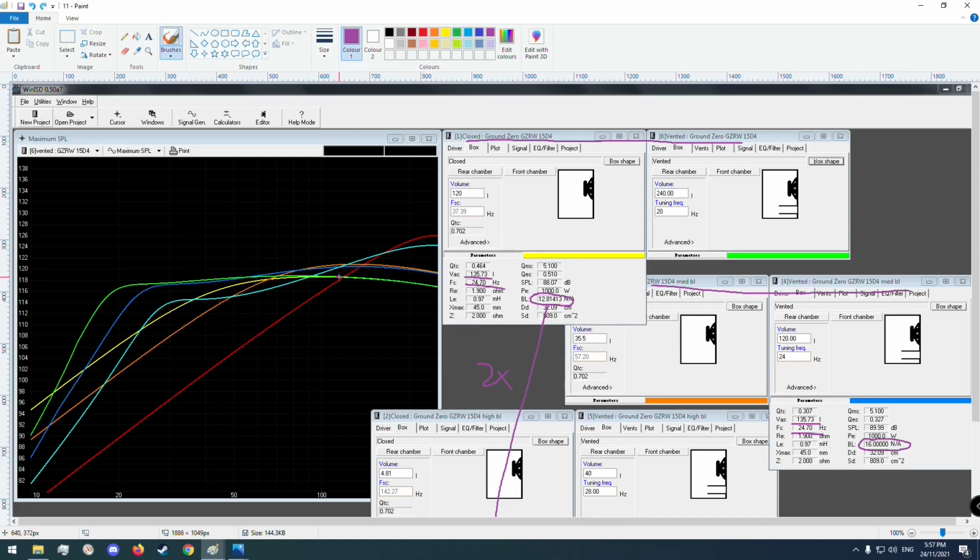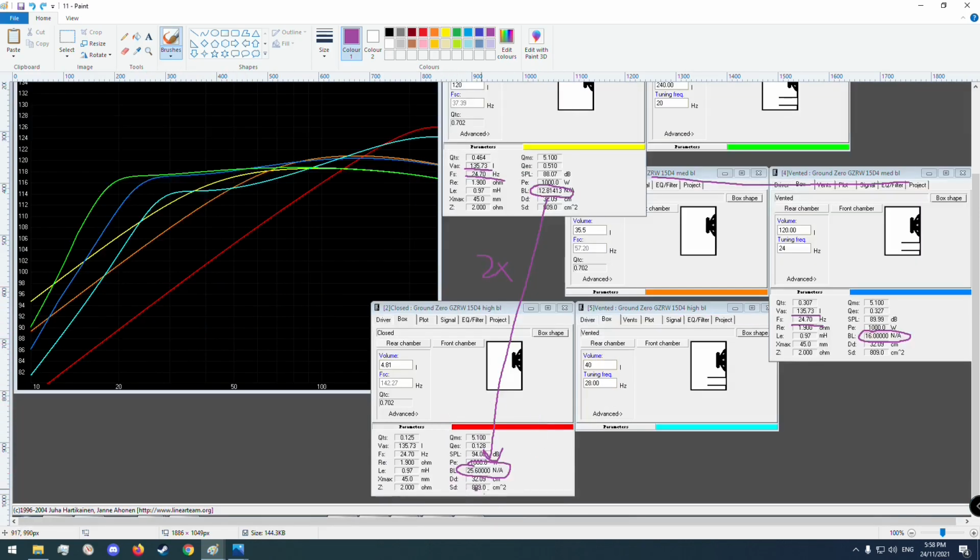Here's the yellow line and here's the orange line up here, so there is definitely an improvement in efficiency or sensitivity. You can see that due to it being a smaller ideal box to get the ideal damping, it ends up having a faster roll off than the yellow line right here, so it's got reduced output down low.